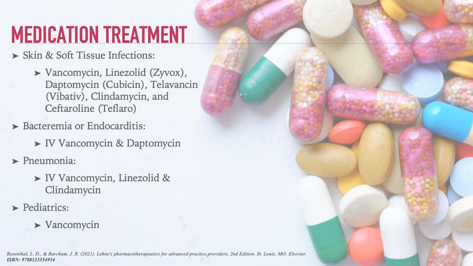The Infectious Disease Society of America posts medication treatment of MRSA based on the site of infection. To start with skin and soft tissue infections, they recommended vancomycin, Zyvox, Cubicin, Vibativ, clindamycin, and Teflaro. With bacteremia and endocarditis, they recommended IV vancomycin and daptomycin. For pneumonia, they recommended IV vancomycin, linezolid, and clindamycin. And then in the pediatric population, they recommended vancomycin.